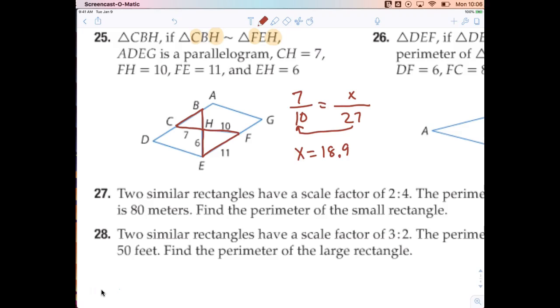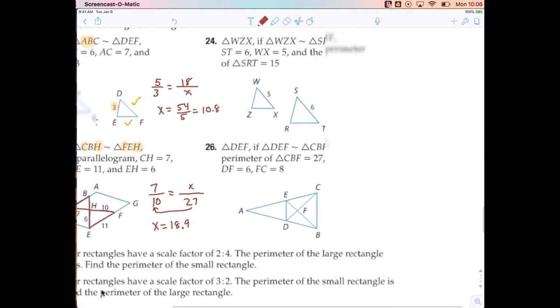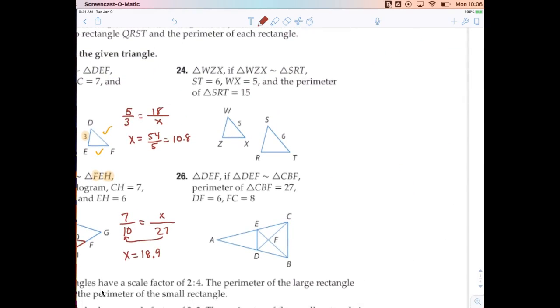Yeah, let's look at 24. Somebody said they were looking ahead. Let's take a look at 24. Okay, so now here they're giving you the perimeter of SRT. Right? So right now we'd have to say 6 over 5 is equal to 15 over X. You hear that? You see that or not? Yes. All right.